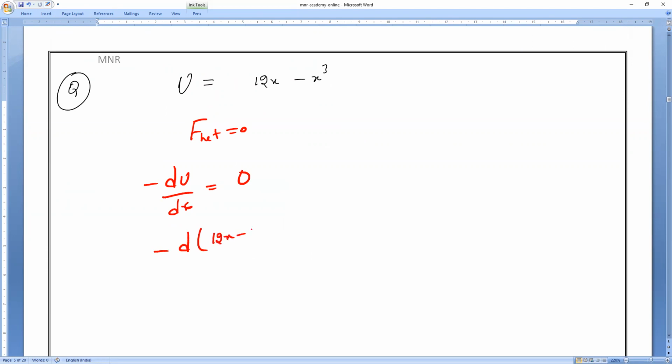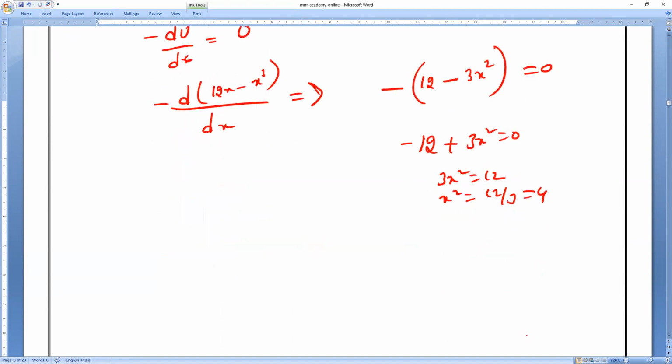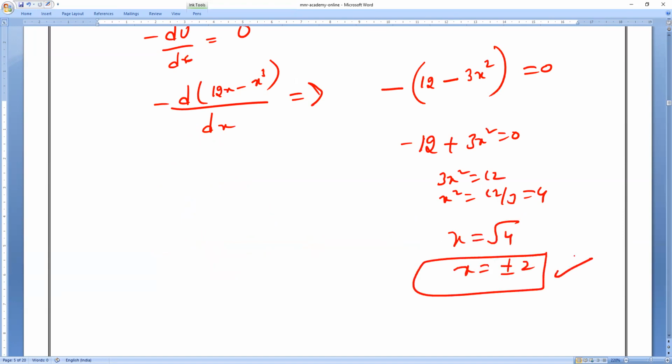d of 12x minus x cube divided by dx is equal to, what is the answer? Speak loudly. Differentiation of 12x is 12, minus the differentiation of x cube, which is 3x square. So 12 minus 3x square is equal to 0, since F net is equal to 0. So minus 12 plus 3x square is equal to 0. So 3x square is equal to 12. x square is equal to 12 by 3, which is equal to 4. So x is equal to root 4, plus or minus 2. It means x may be plus 2 or minus 2.